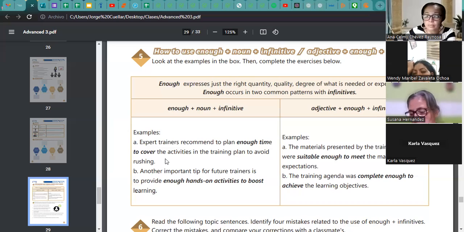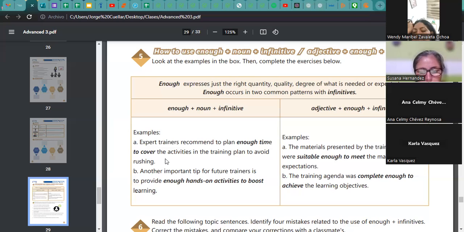And enough occurs in two common patterns with infinitives. Remember that this is with infinitives, but we can use enough in other ways. But if we talk about infinitives, the first one is enough plus a noun, plus the infinitive. What is the difference? When you use the adjective, the adjective is first and then enough. But if you use a noun, first is enough and then the noun. And of course, in both cases, the infinitive is going to be at the end. But the position of enough is very important depending on whether you are using a noun or an adjective.